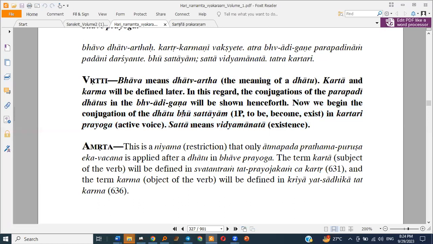So the very first dhatu is Bhu Sattayam. Now the verbal root is only Bhu. We will use Bhu only as the Prakriti, as the verbal root. This other word Sattayam is just an explanatory gloss for Bhu. It's explaining what Bhu means here. So Bhu means existence, to be, to become, to exist. In those meanings this dhatu Bhu is there. So Satta means Vidyamanata, existence.